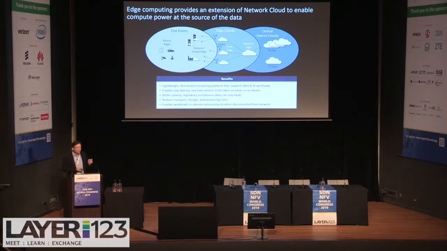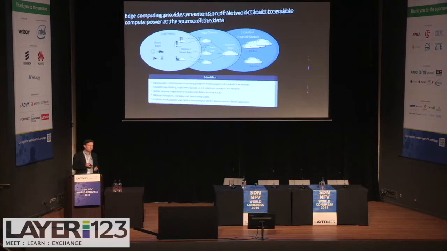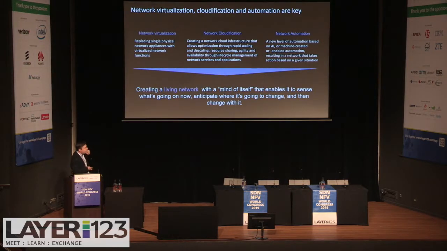So hugely important. So we see the network cloud and the edge clouds as complementary to each other, and edge computing extends the network cloud. So all the work we're doing with network function virtualization, with SDN, etc., that cloudification of the network can be extended now to help with these edge use cases. On that point, network virtualization, cloudification, and automation are key.